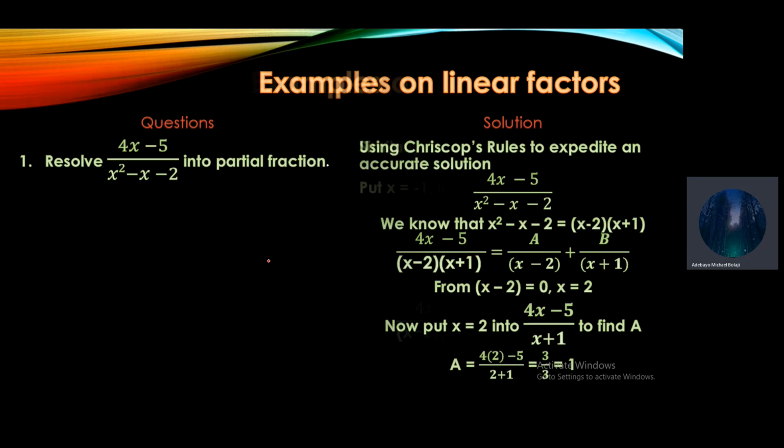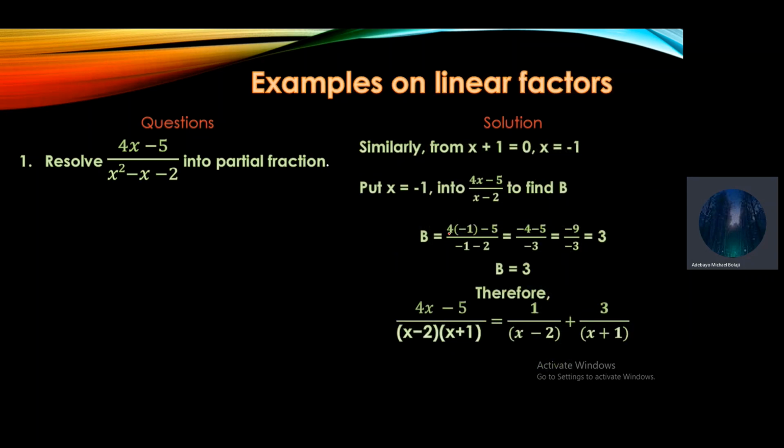Very simple. So doing that here, our b is 4 into minus 1 minus 5 over minus 1 minus 2. 4 times minus 1 is minus 4. And minus 1 minus 2 is minus 3. So minus 4 minus 5 will give us minus 9 over minus 3. If you cancel out the minus, 3 in 3 is 1, 3 in 9 is what? Is 3, right? And that's why we have 3 here. So the value of our b is also what?